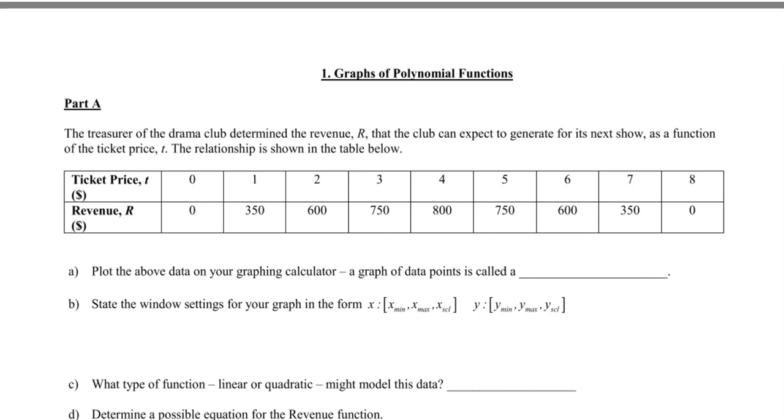Part A, the treasurer of the drama club determined the revenue that the club can expect to generate for its next show as a function of the ticket price. Revenue is simply the exact amount of money that's going to come in, right? How much money comes in. The relationship is shown in the table below. If you charge a ticket price of $0, you're going to get $0. If you charge $1, your revenue is $350, $2, you get $600, and so on. Plot the above data on your graphing calculator.